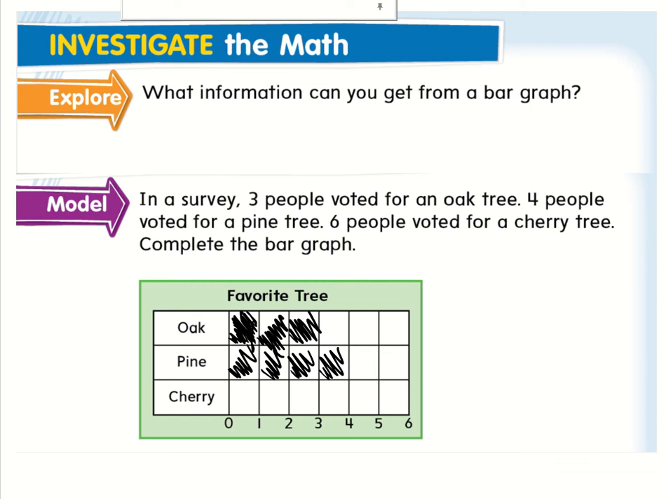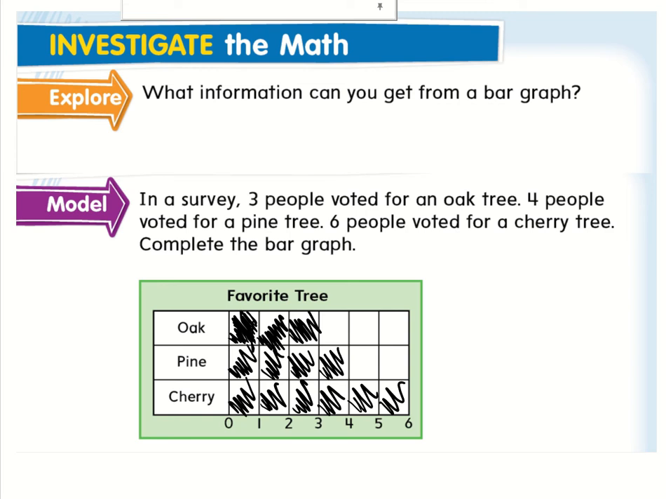And the last one says 6 people voted for a cherry tree. So let's go down to the bottom. Now remember, we're not going to start on this side. We're not going to start in the middle. We always have to go in order, starting with our numbers down over here. So that's 1, 2, 3, 4, 5, and 6 for the cherry tree.